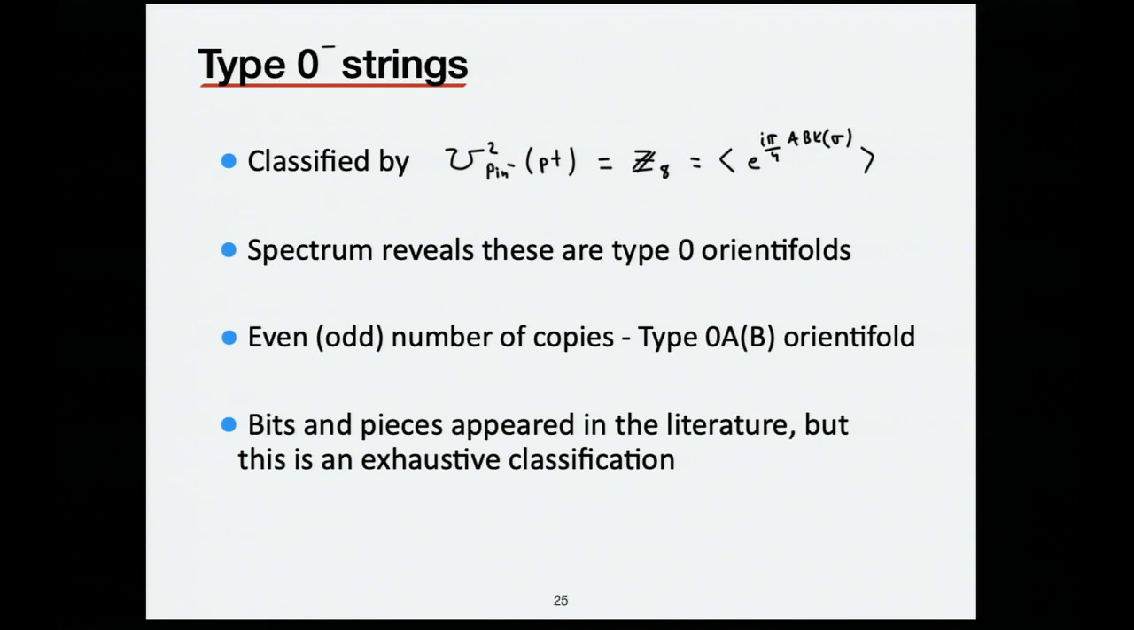There's a Z8 classification of the string theories that corresponds to the Z8 classification of the pin minus cobordism group in two dimensions, which is generated by this ABK invariant that I will talk about. If I have an even number of copies of this guy, then that is an unoriented type 0A theory. And if I have an odd number of copies, that is an unoriented type 0B.